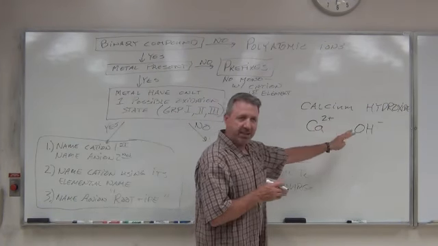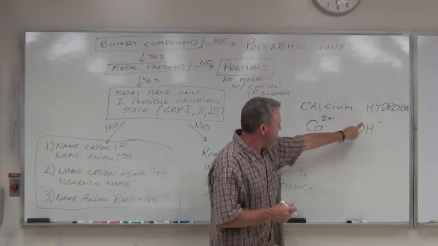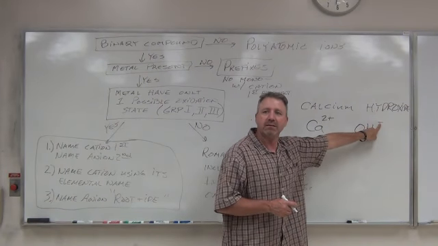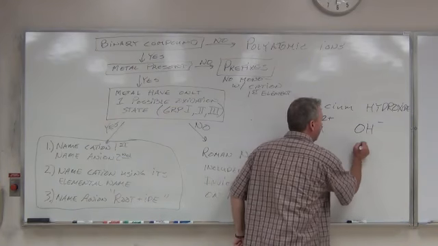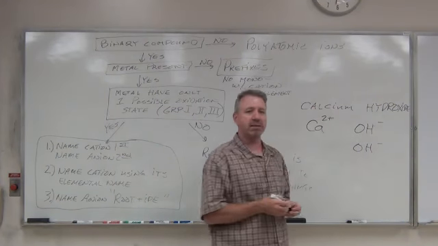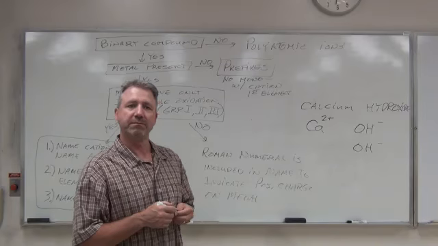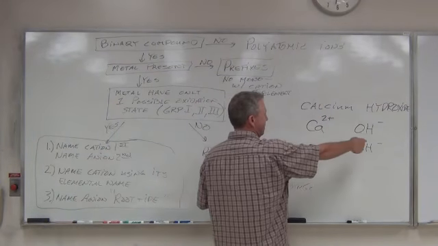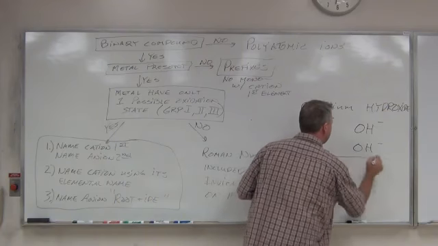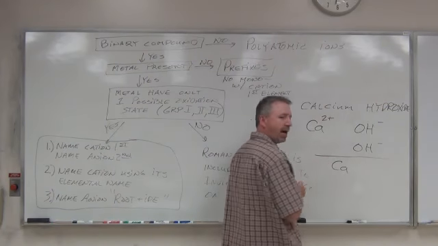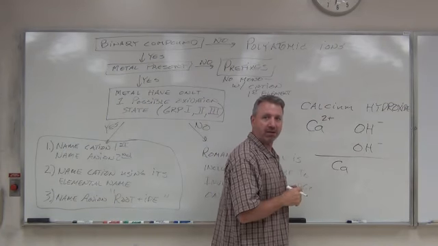I have to get these to be neutral. I have a +2 here and a -1 there. I'm deficient on the negative side, so I need more of them. But I can only add hydroxides in increments of -1. -1 minus 1, that's -2. Cancels a +2. Ca, but now I need 2 hydroxides, right?